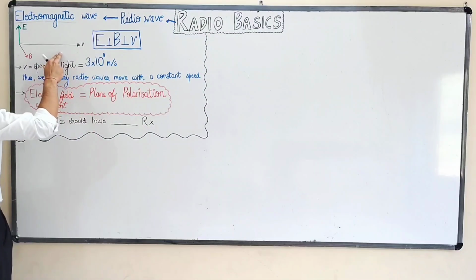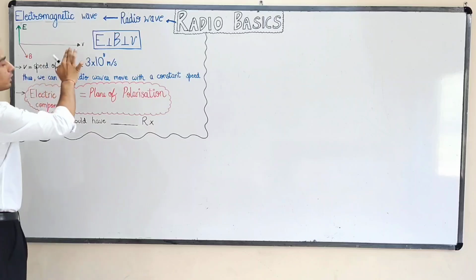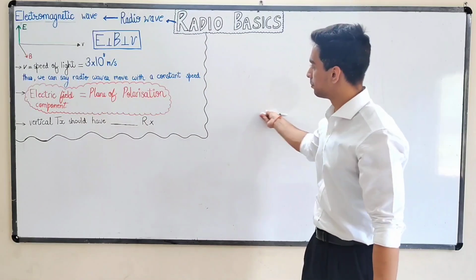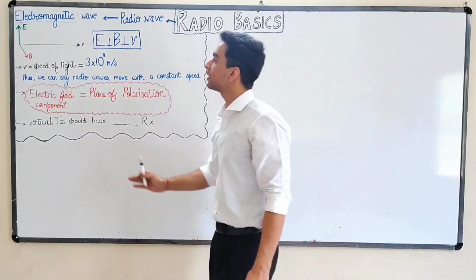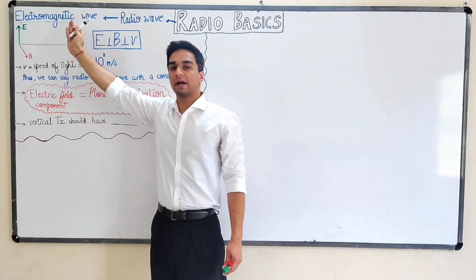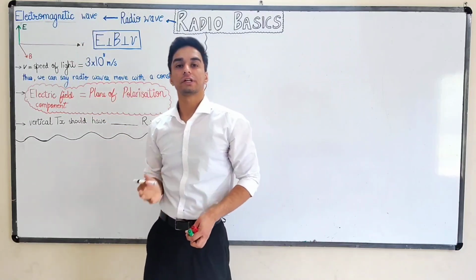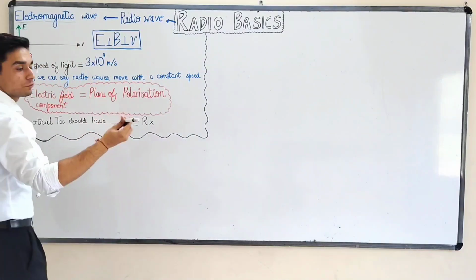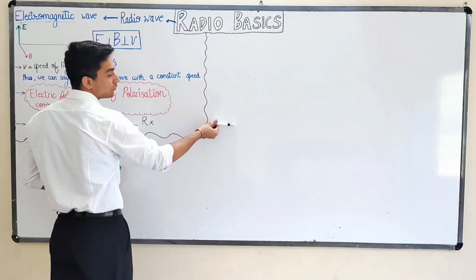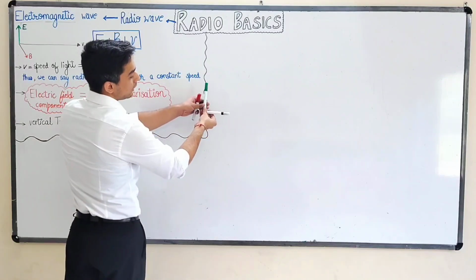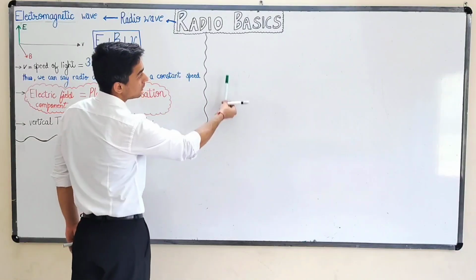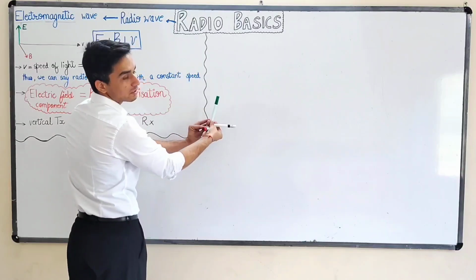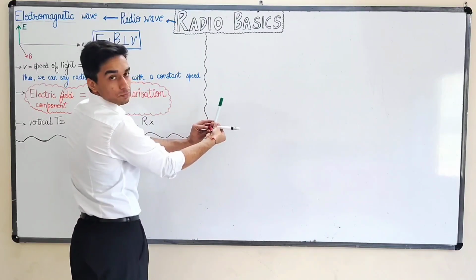Coming to this diagram, in my diagram I have shown a radio wave that is propagating in the plane of the board. And while propagating, as it is an electromagnetic wave, it produces electric and magnetic fields. So, if I represent my radio wave with the black marker, it produces electric field in the direction going up and a magnetic field in the direction coming towards you.